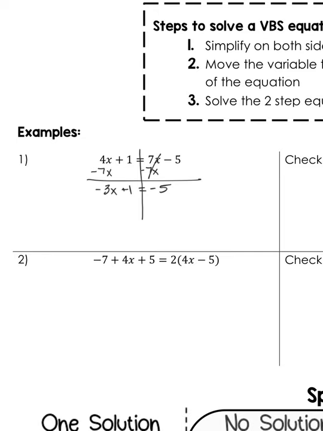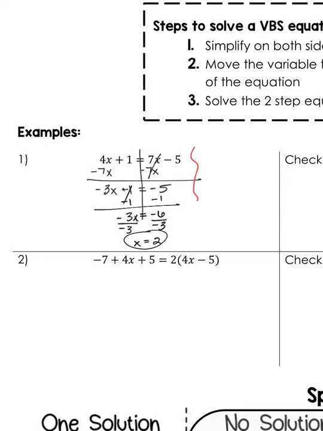Now that I've done that, I have a normal two-step equation. Negative 3x plus 1 equals negative 5. My first step is to subtract 1 on both sides, and I get negative 3x equals negative 6. My second step is to divide by negative 3 on both sides. I get x equals positive 2.